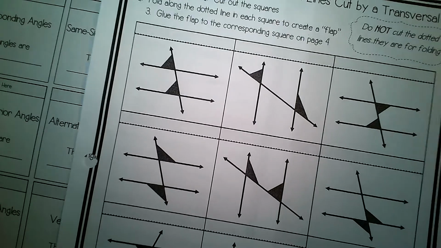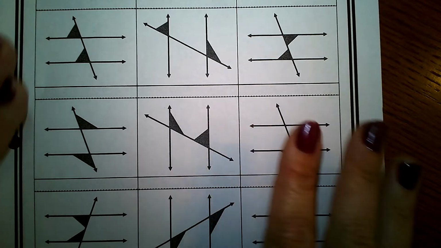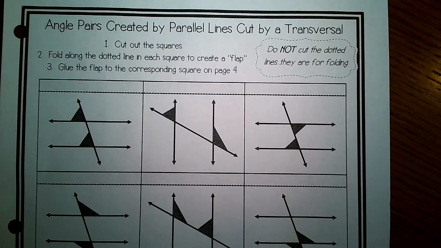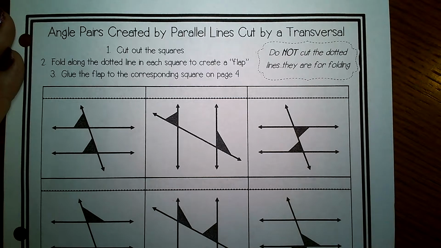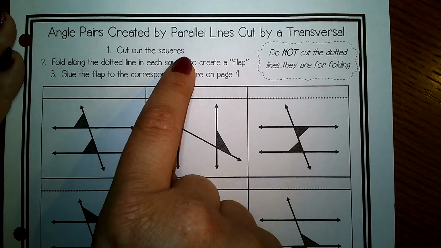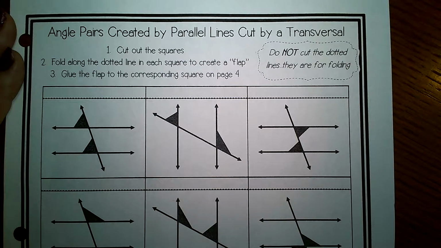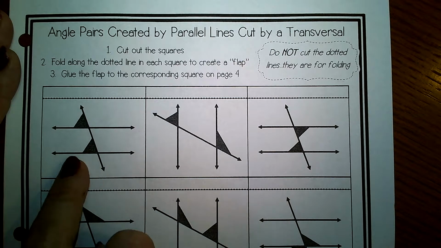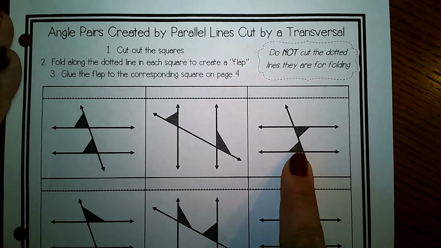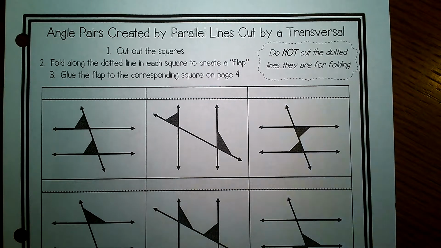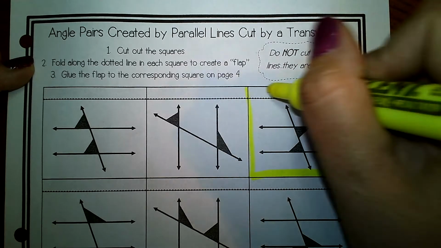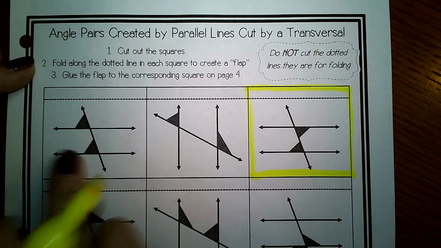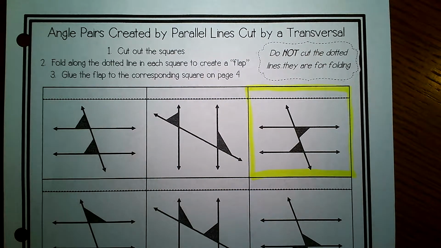When you get your 2 sheets, grab the one that's got all the angles and read the directions on the top. I found this little note activity online and I think it's very helpful. The sheet says, cut out the squares. Fold along the dotted line in each square to create a flap. Glue the flap to the corresponding square on page 4. So this is the sheet we're cutting, and you're going to cut out each of these squares separately, along all the solid lines. Cut that one out, and then that one, and then that one. Pause the video while you go ahead and cut everything out.